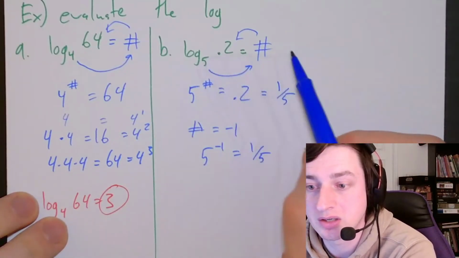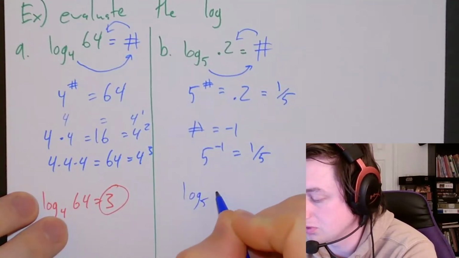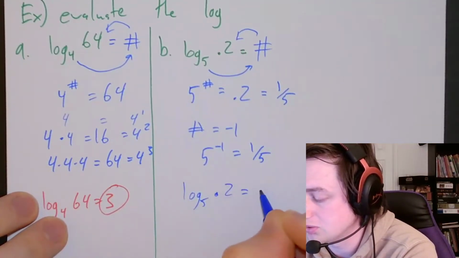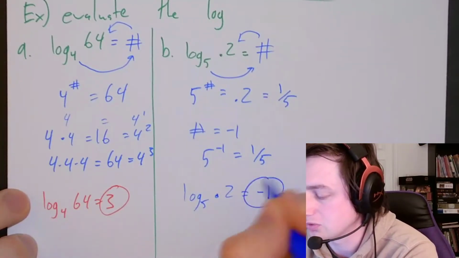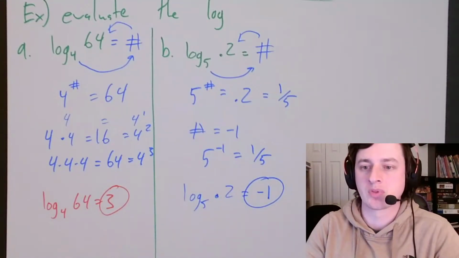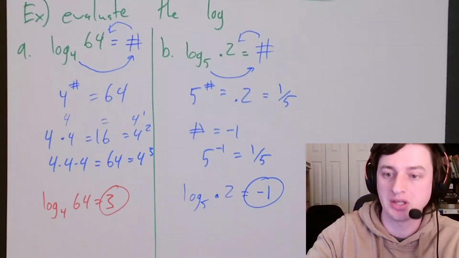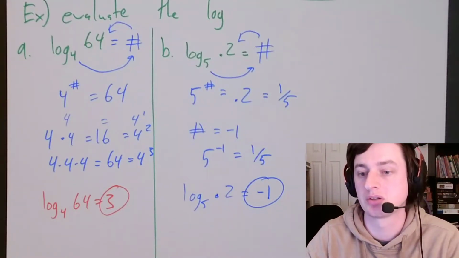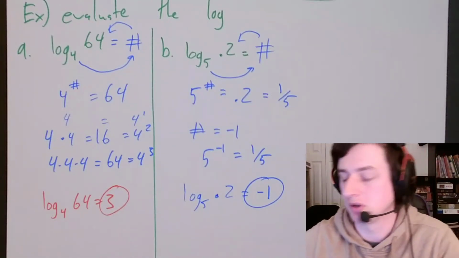So a log can be a negative number. Log base 5 of 0.2 is negative 1. This would be our answer. So I'm just rearranging and then using deduction, or thinking about what it means to be an exponent, to figure out the value of the log.